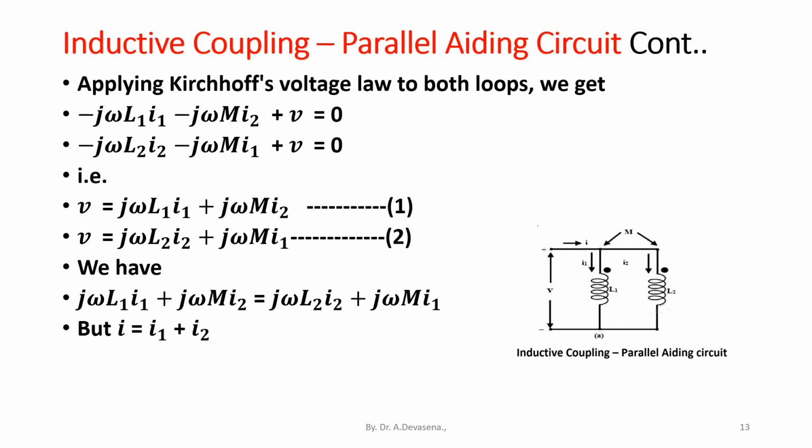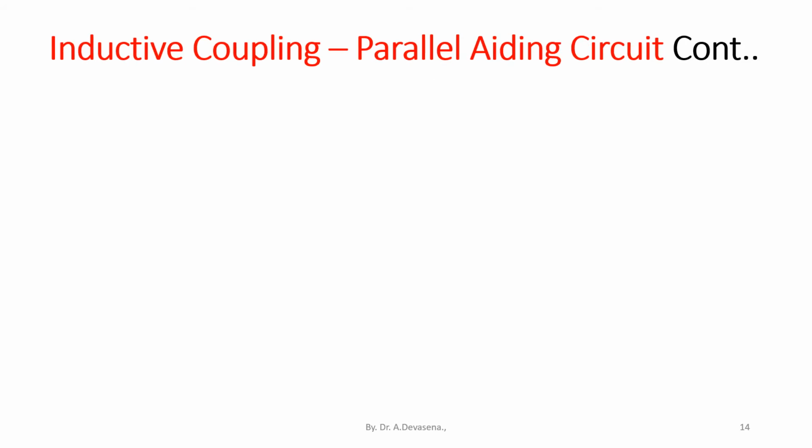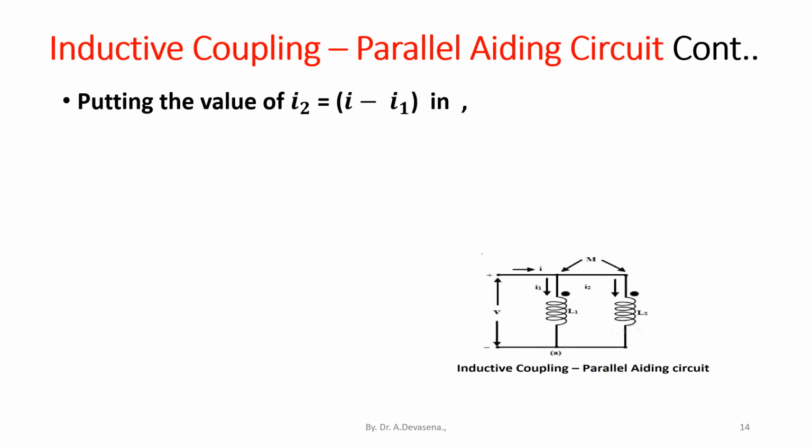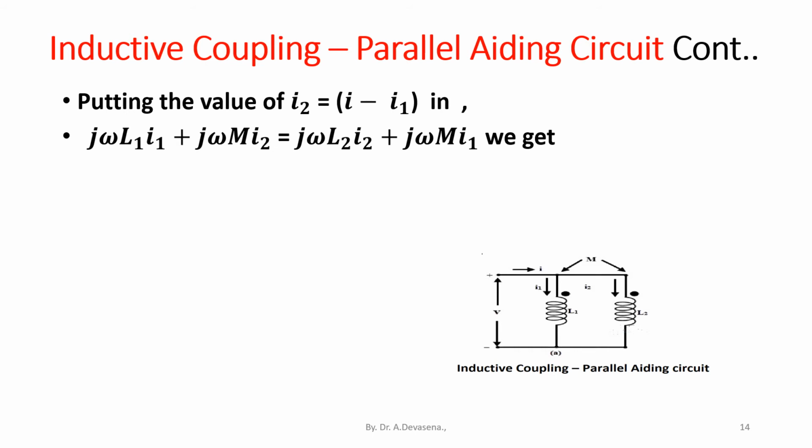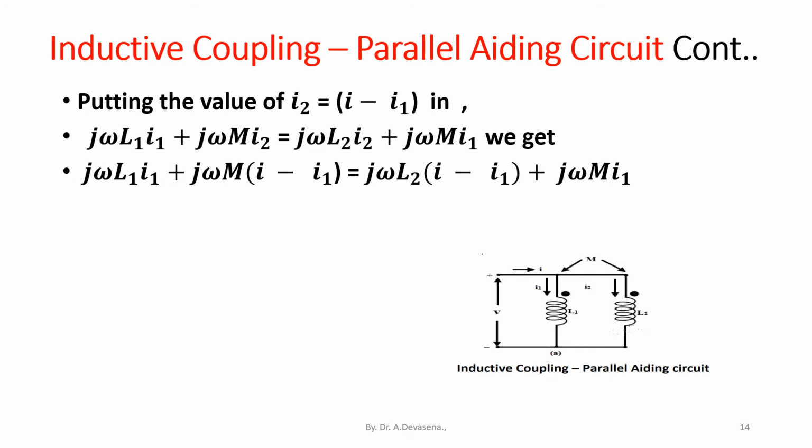We know that the value of I is equal to I1 plus I2. From this, I2 is equal to I minus I1. Putting the value of I2 equal to I minus I1 in jωL1 I1 plus jωM I2 equal to jωL2 I2 plus jωM I1, we get, that is, we have substituted the value of I2 in this equation: jωL1 I1 plus jωM into (I minus I1) is equal to jωL2 into (I minus I1) plus jωM I1.